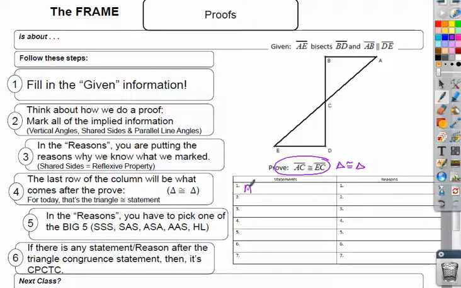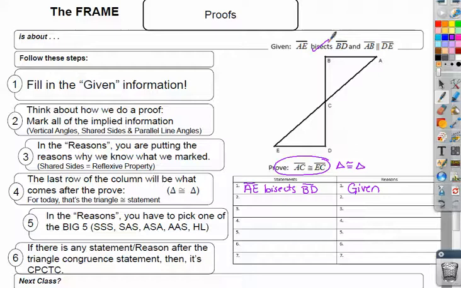I have AE bisects BD. So that one's done. Now, what does it mean to bisect? It means when it cuts it into two congruent pieces.